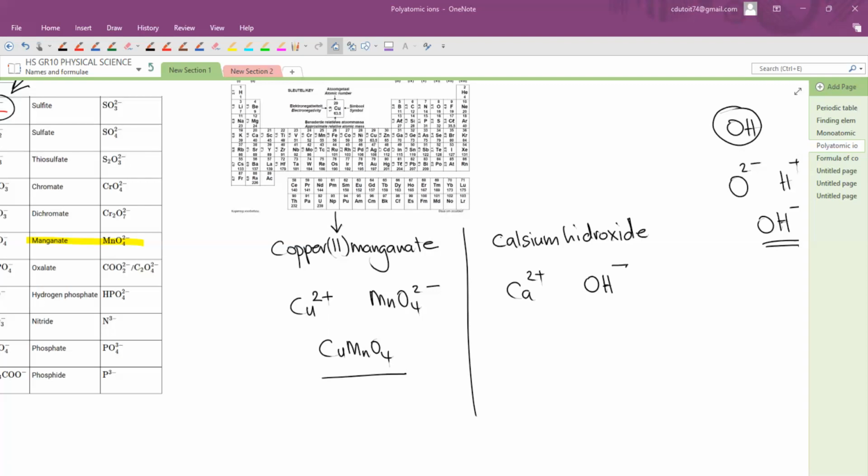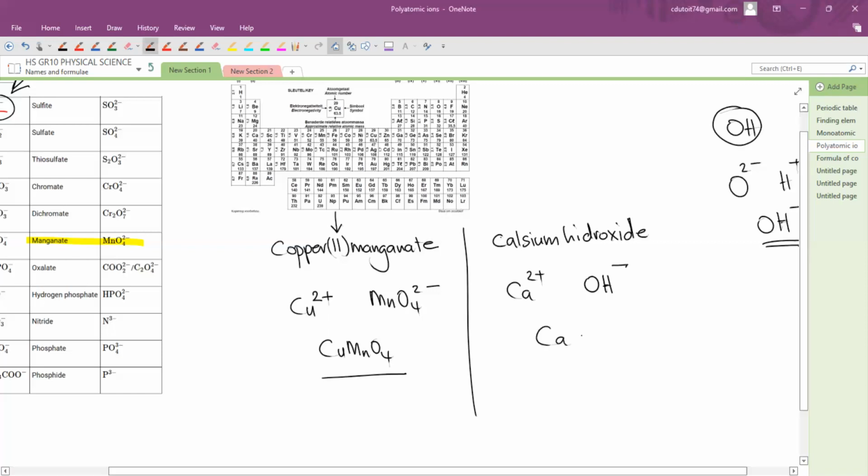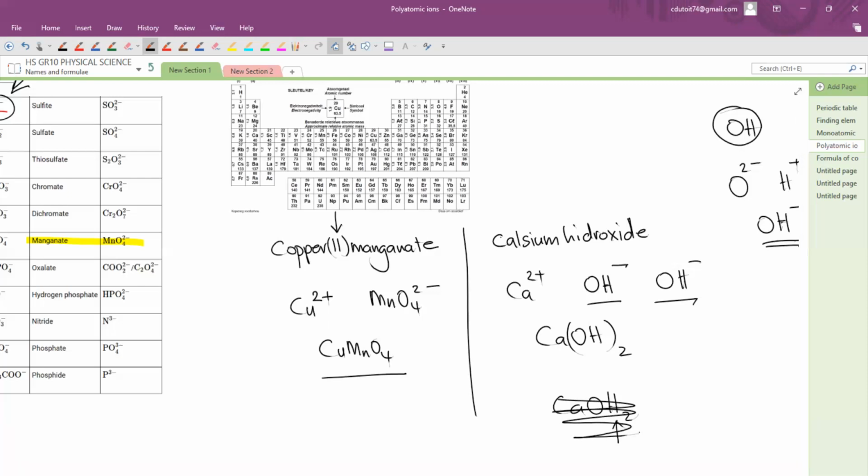Right. Okay. So what would the formula be? Ca. And then look here. I need 2 hydroxides. Do you agree? To balance that +2 charge. So I'm going to do this. OH in brackets 2. Why? I cannot write CaOH2. That means I'm only putting 2 hydrogens there, not 2 oxygens. So I have to put that in brackets and a 2 at the bottom so that both the oxygen and the hydrogen is multiplied by 2. Do you understand that? That's very important.